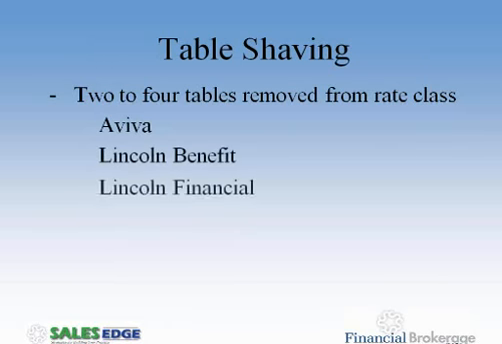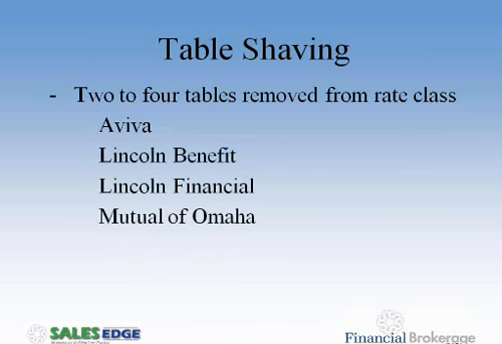If I remember correctly, Aviva can shave up to 3 tables. Lincoln Benefit anywhere from 2 to 4. And Lincoln Financial can shave, I want to say, 3 to 4. Mutual of Omaha can shave 1 to 2 tables off. Now, all of these carriers can do this table shave on permanent coverage. It's for universal life only.